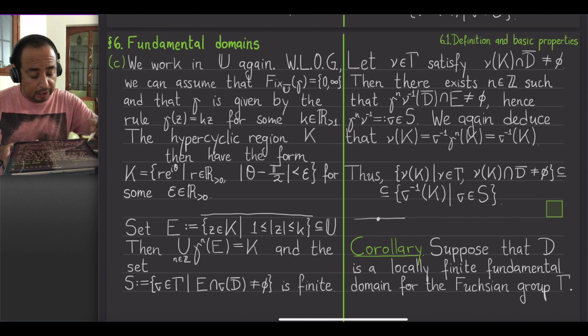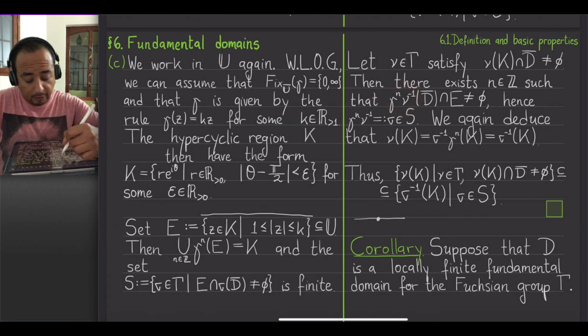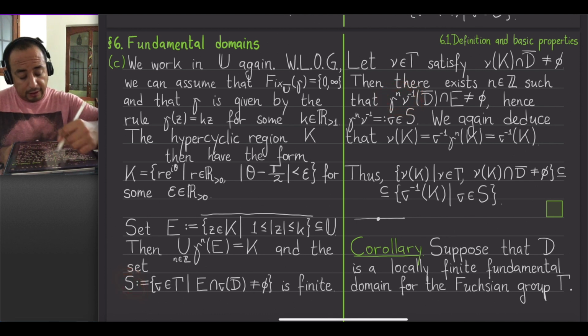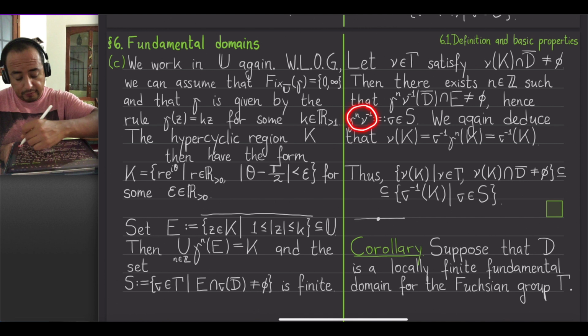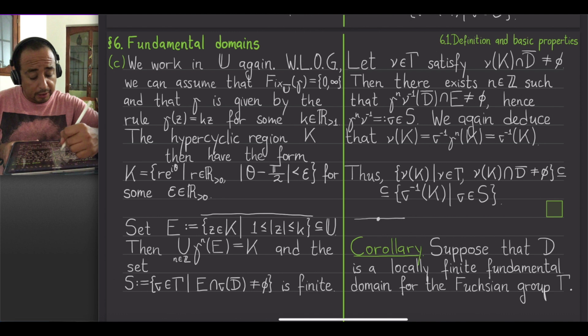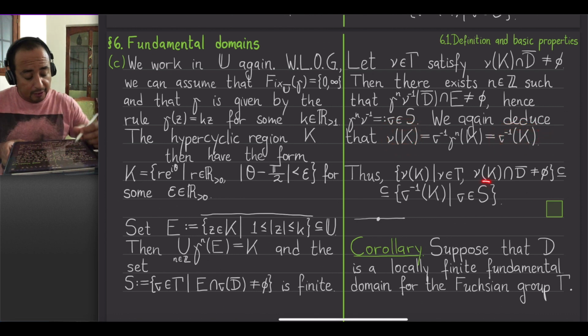So you land in K, and once you land in K, then you can move to E by some power of gamma. But this implies that the transformation itself is an element of S. Okay, and now solve for gamma inverse and use the fact that the hypercyclic region is stable under the powers of K of gamma. And so I'm done, right? Because now I can see that this image of K is equal to this image of K, and it's controlled by a finite set.